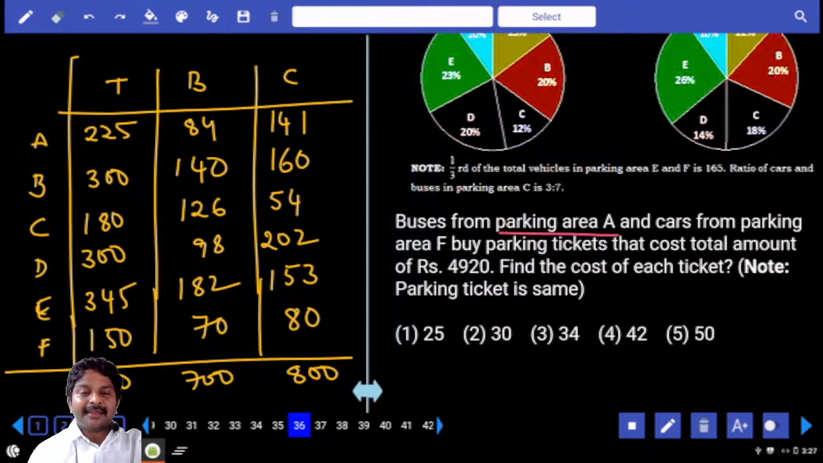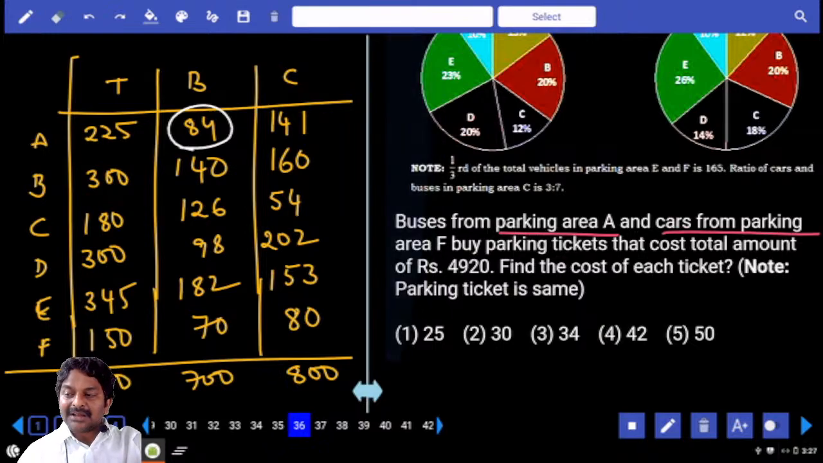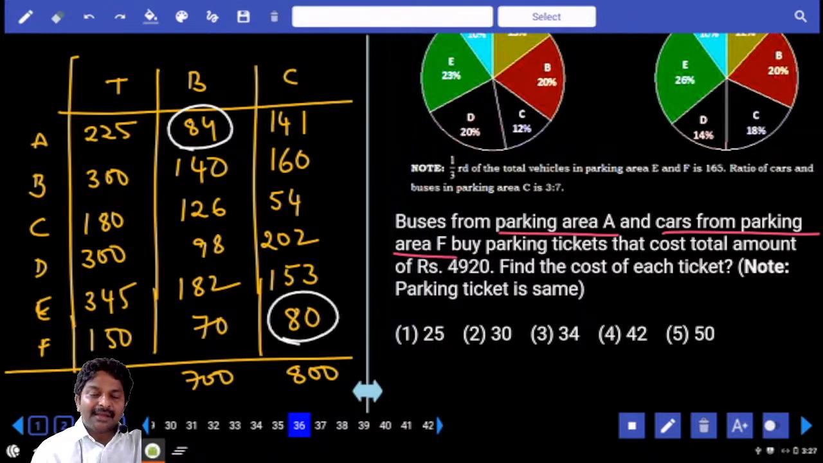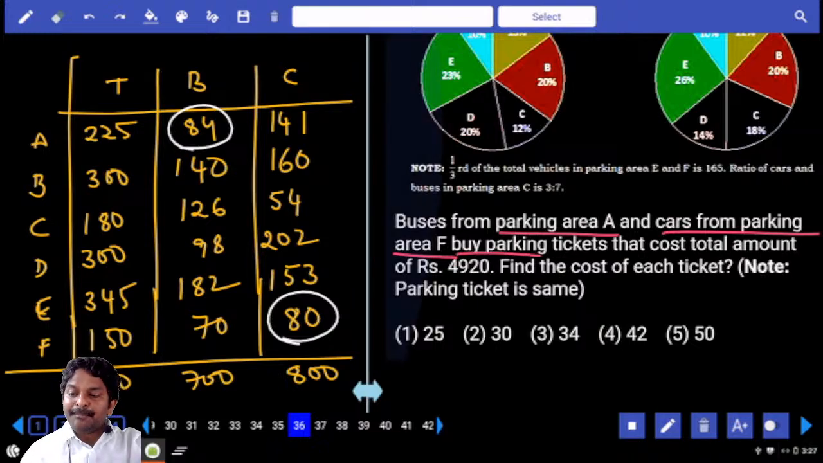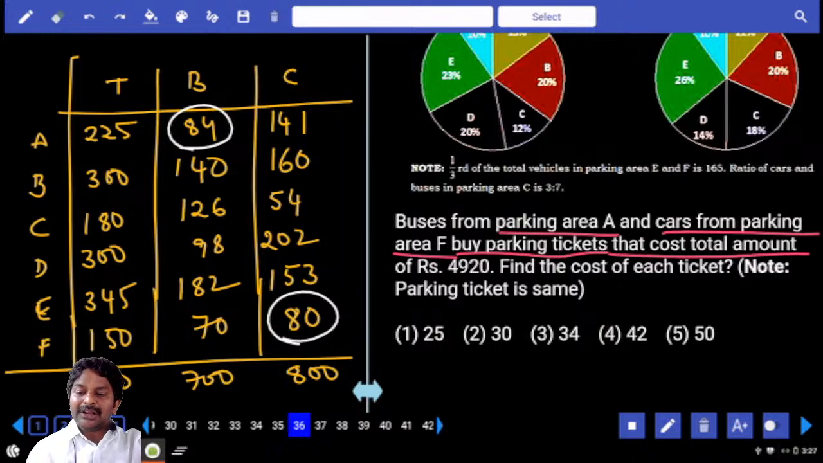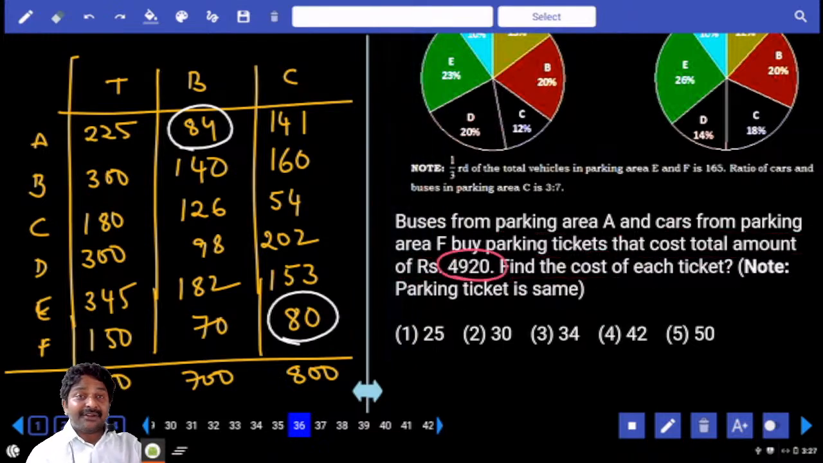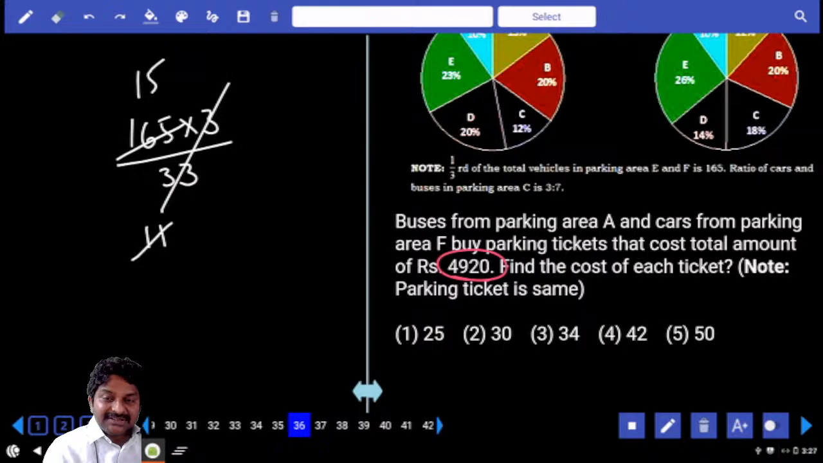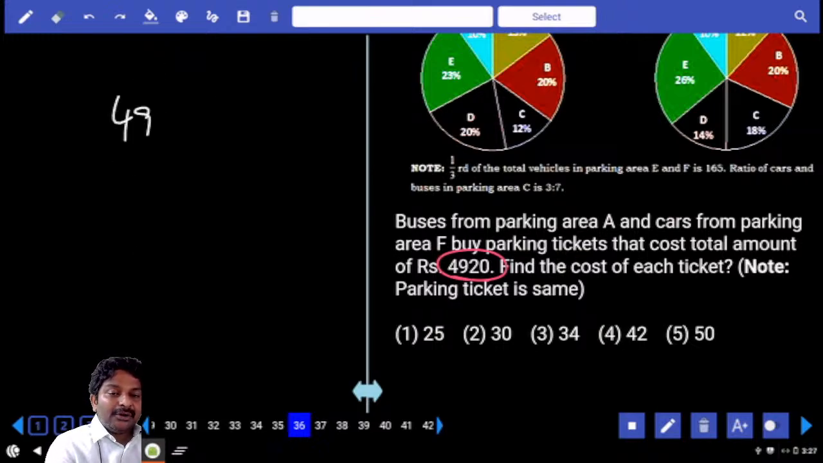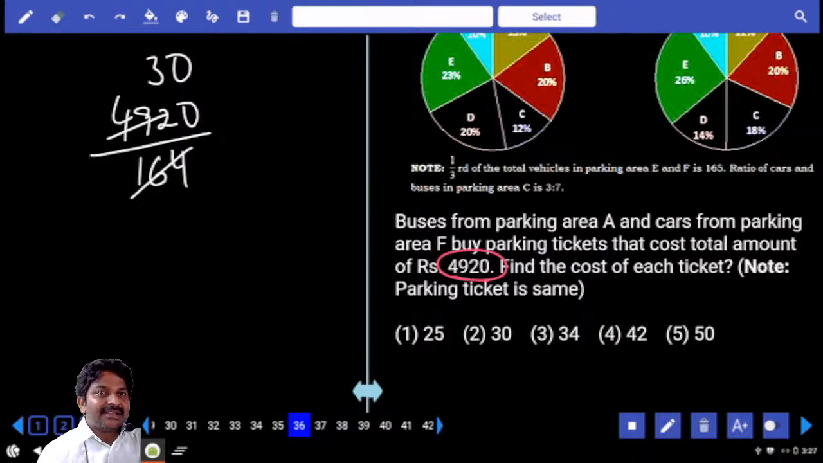Buses from parking area A: how many are there? 84. Cars from parking area F: how many are there? 80. They buy parking tickets that cost total amount 4920. Find the cost of each ticket. Note parking ticket is same. So for how many tickets they paid 4,920? For 164. Then per ticket cost is 4920 divided by 164. 3 times, and then 0. 30 is each ticket price.